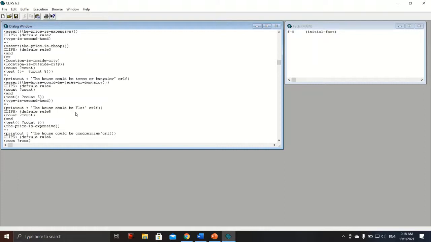So if the user only inputs the type, whether the location is inside or outside, and whether the price is expensive or cheap, then the output can be flat or condominium. If the user also enters the number of rooms, then it will specify terrace or bungalow. If the user doesn't specify the number of rooms, it will give that the house could be terrace or bungalow only.